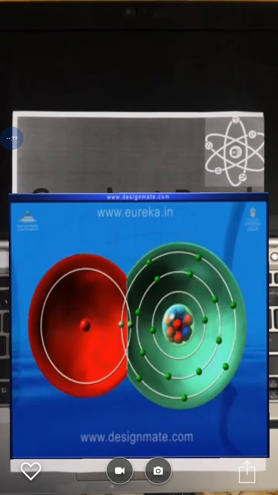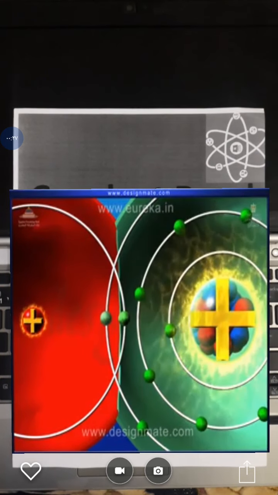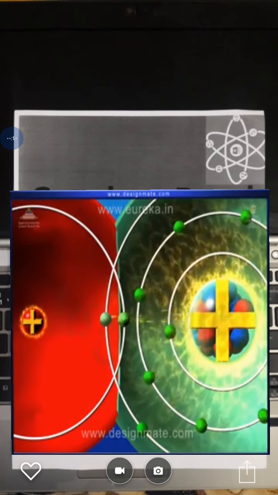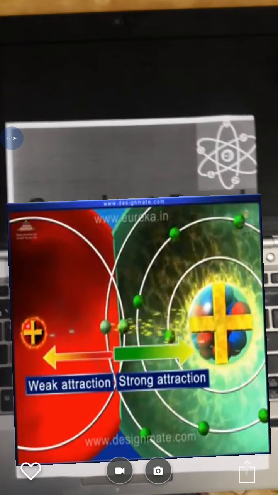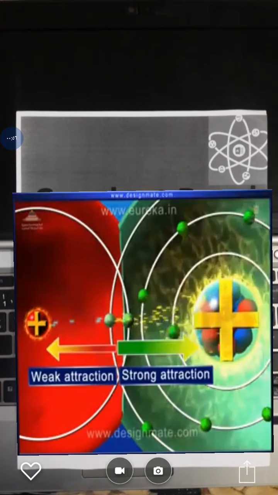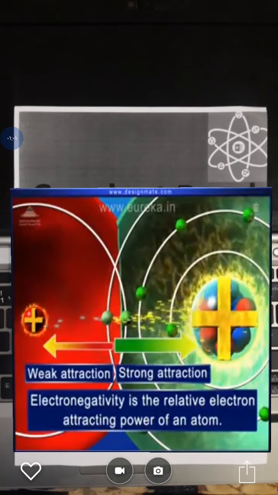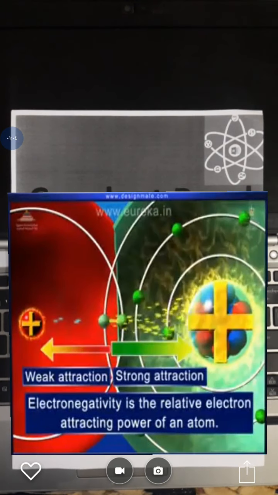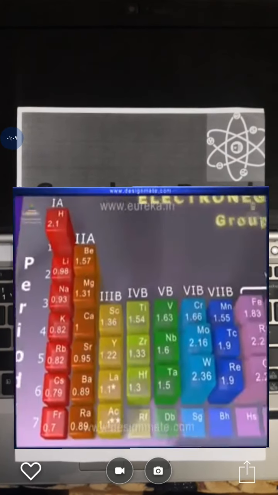The nucleus of an atom possesses positive charge. Sometimes there is an effective positive electric charge of the atomic nucleus beyond the valence shell. Therefore, there is a force of attraction acting on the shared pair of electrons of the covalent bond. Such a type of attractive force exerted by the nucleus of an atom is called electronegativity. Or we can also say that electronegativity is the relative electron attracting power of an atom. The following table shows the electronegativity values of various elements.